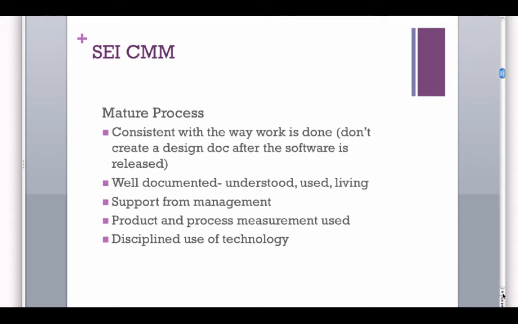Now, if we compare that to what the Software Engineering Institute calls a mature organization, or a mature process, well, a mature process is consistent with the way work is done. Okay? So meaning if the process says do steps in the order A, B, C, we actually do things in the order A, B, C.